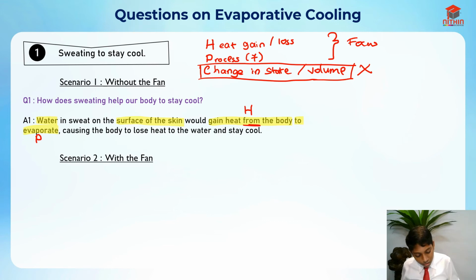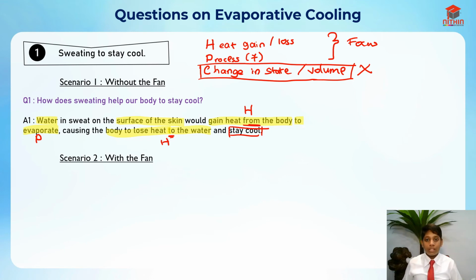Next, there's another H over here, causing the body to lose heat to the water. These two words are very important, from and to. If you're losing heat, you are losing heat to something. And if you're gaining heat, you are gaining heat from something. So this is how you answer it. This is another H. And we must link back to the question, so we are saying stay cool. I hope you understand that.